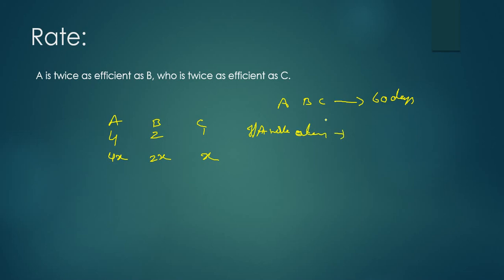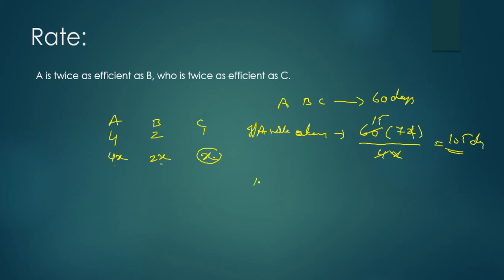Simple. A, B, C together take how many days? 60 days. If C does X units per day, then B will do 2X and A will do 4X. So all 3 together are doing how many units? 7X units per day. This will be the total work divided by the work done by A per day, 4X. X and X get cancelled. 4 ones are 4, 4 15s are 105 days. If A works alone, he can complete the work in 105 days.